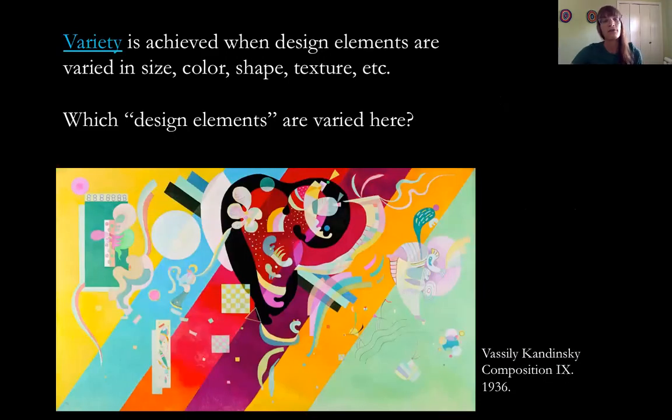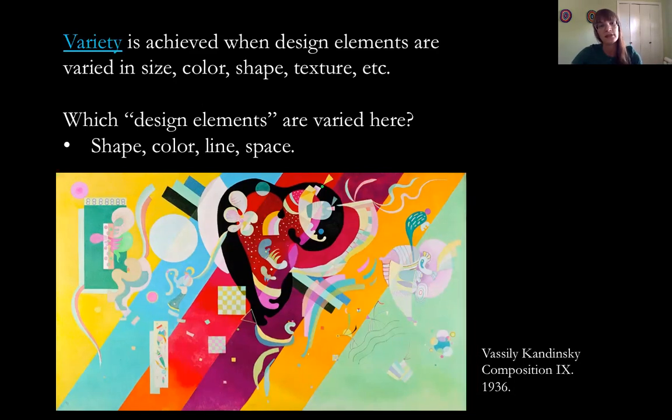On the other hand, we have variety. So variety is achieved, it's basically the opposite, when design elements are varied in size, color, shape, texture, etc. So using the design elements, but making them different, right? So which design elements might be varied here in the work by Kandinsky? So similar things, shapes, different, right?